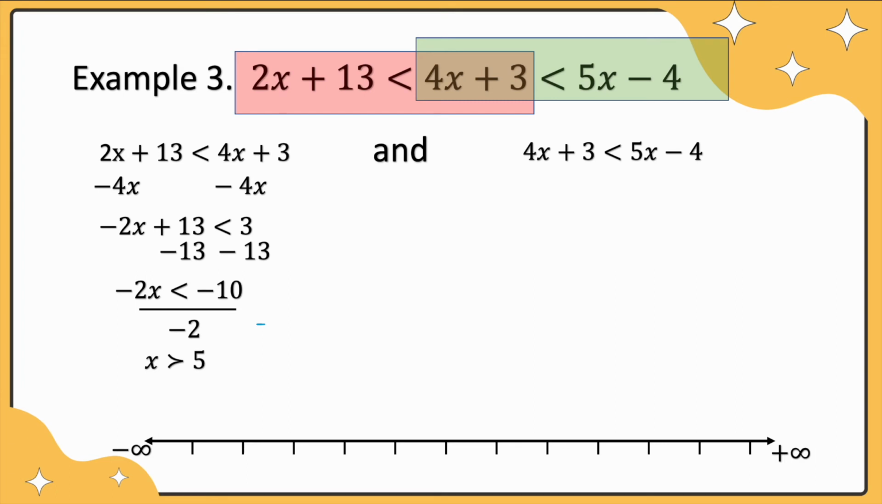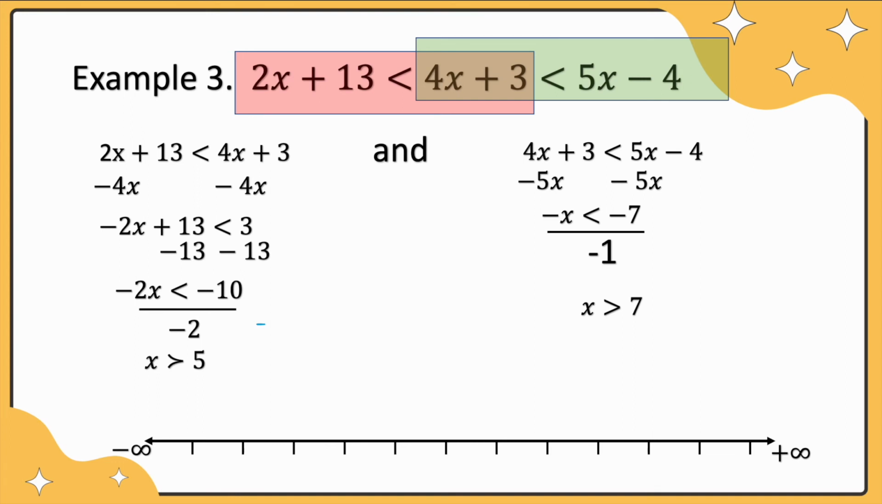Now let's move to the second part of the inequality, which is 4x plus 3 less than 5x minus 4. So we follow the same rules to solve by bringing all x terms to the left, isolating the x term, and then isolating x and solving for x. We get x greater than 7. Now let's graph this on a number line.